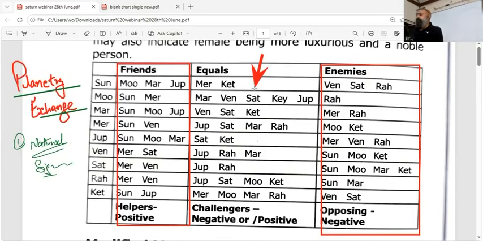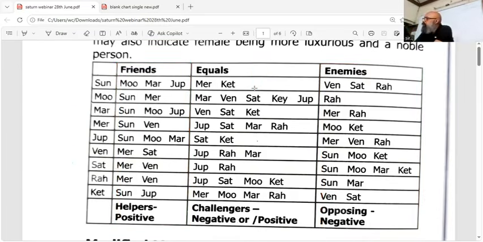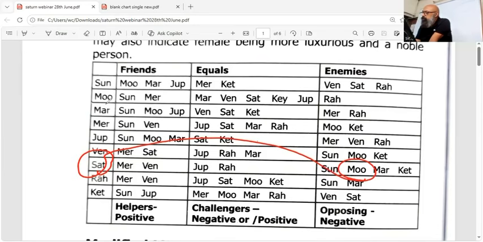For the time being, when I say Saturn is enemy to Moon, you cannot ignore Moon as an equal or a neutral to Saturn. It will also act as enemy to Saturn. First point.